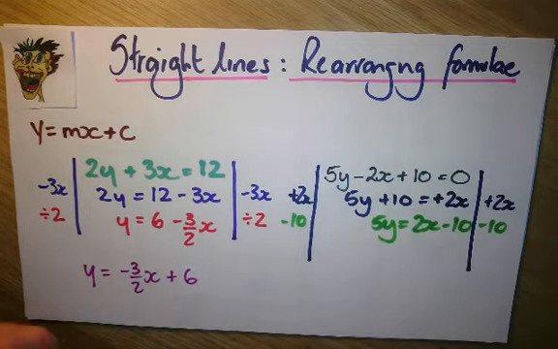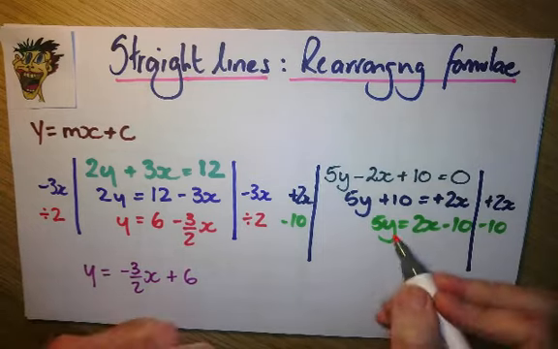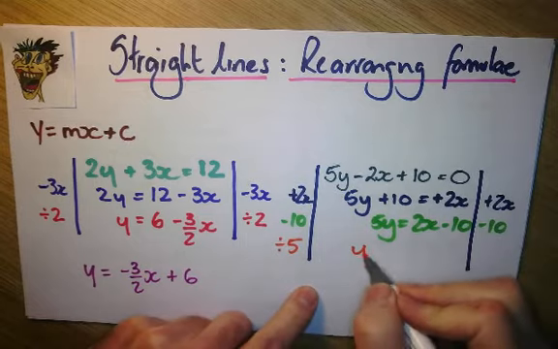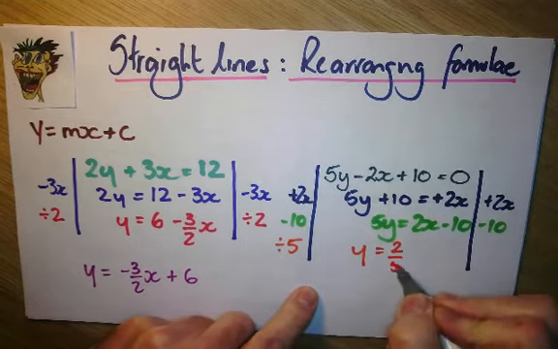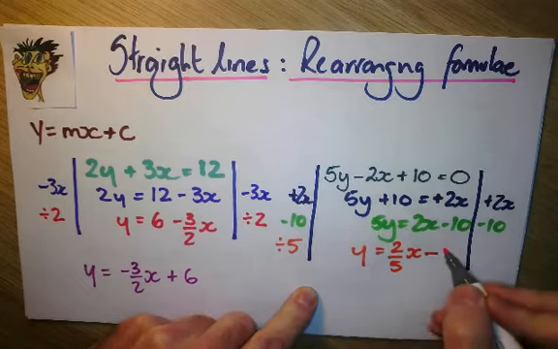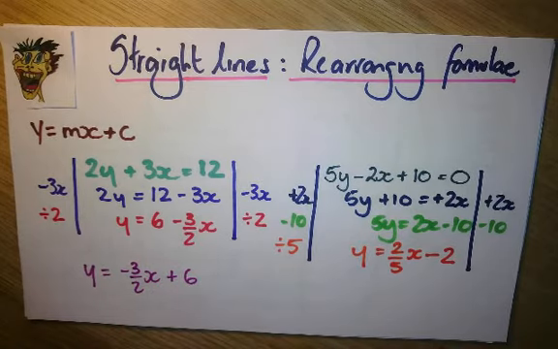So I'm getting close, aren't I? I can see that I'm getting really close. So the last thing I need to do is divide by 5. 10 divided by 5 is 2. Boom. So that's how you rearrange.